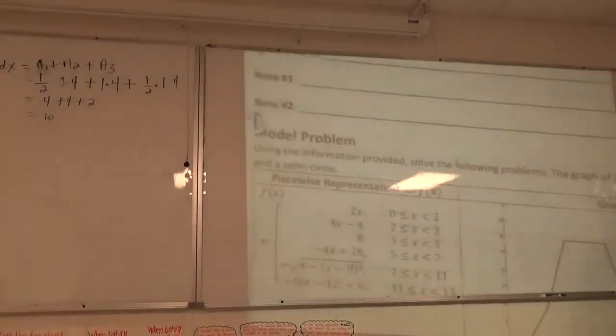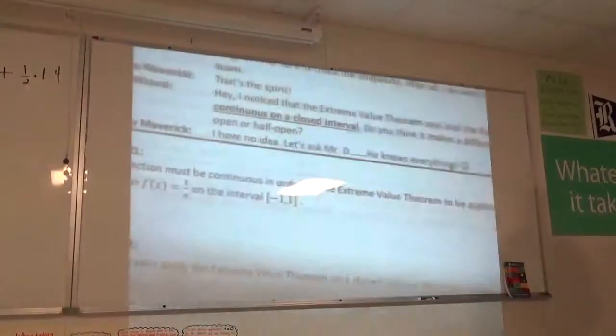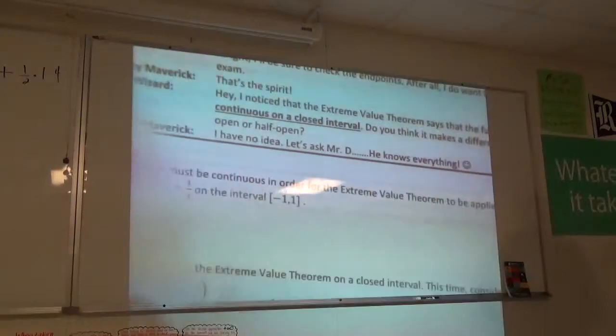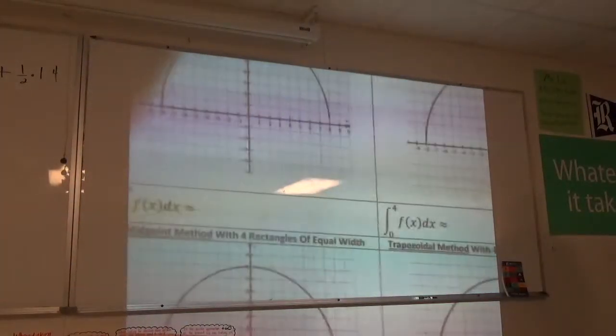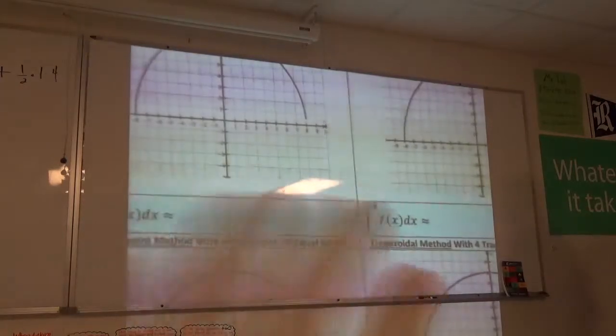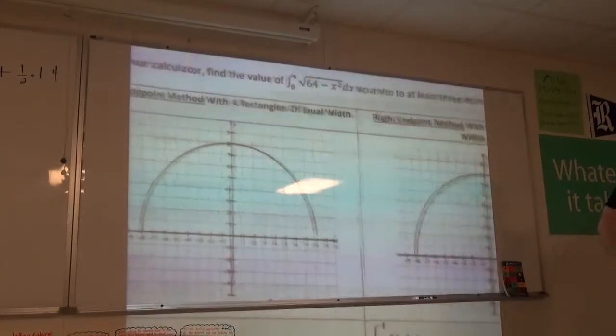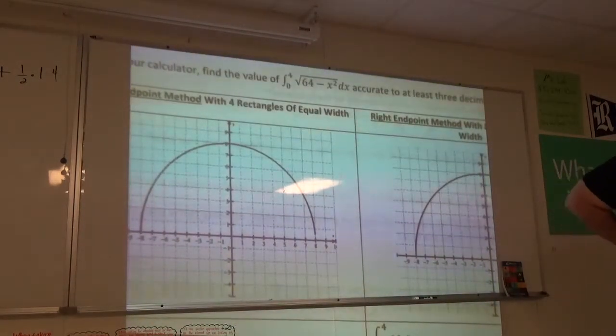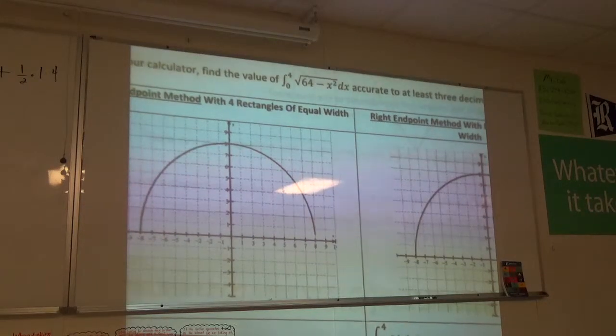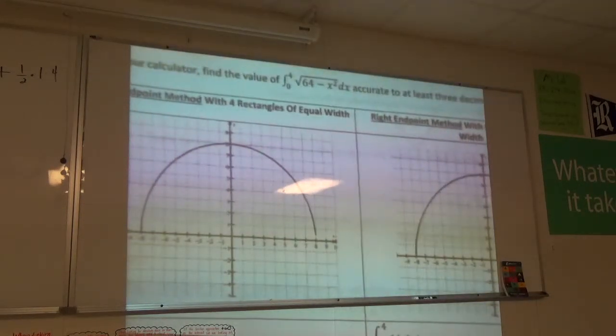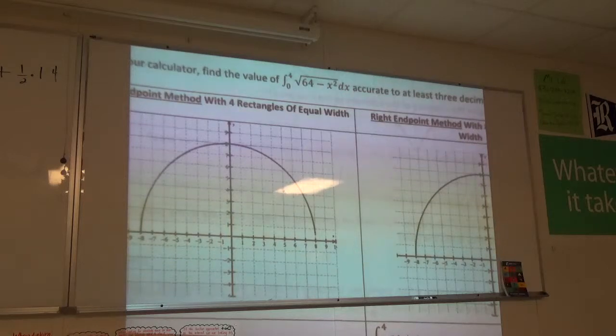All right, so now it's time to upgrade your thinking. Now, if this was the AB class, this would be all that we would do today. This isn't the AB class. It's time to go further with your thinking. We're not going to do that one. At the top of that page, the first thing says, find the value of that definite integral accurate to at least 3 decimal places. Show me your newfound calculator skills.